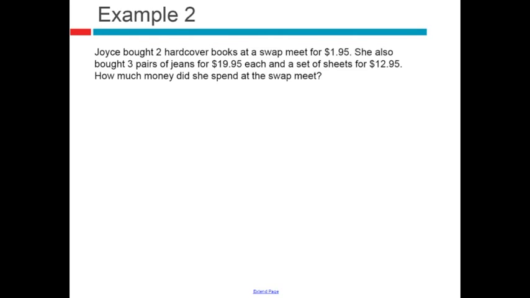Here's another example of using decimals for problem solving. Joyce bought 2 hardcover books at a swap meet for $1.95. She also bought 3 pairs of jeans for $19.95 each and a set of sheets for $12.95. How much money did she spend at the swap meet?